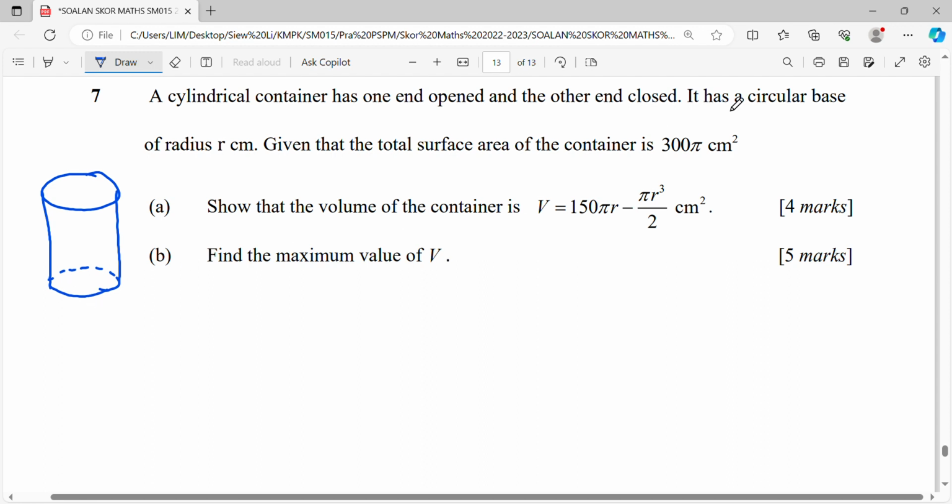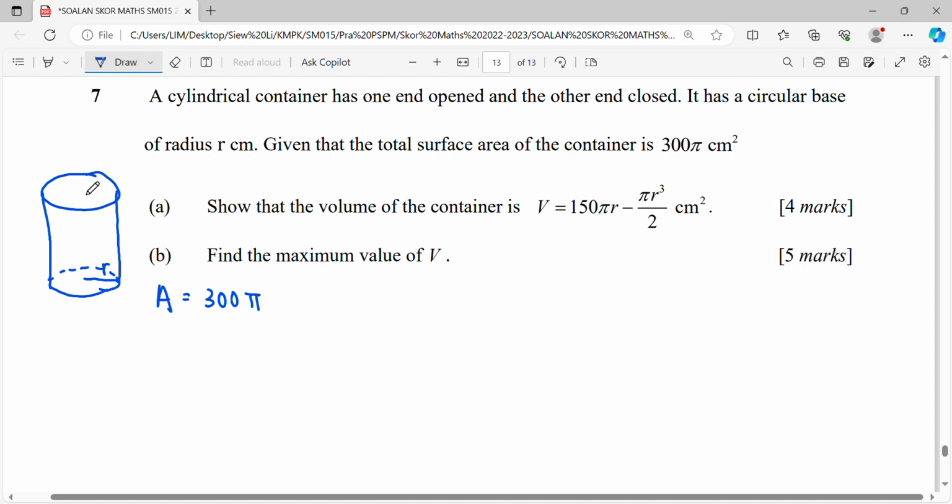And the other end is closed, means it has a base here. It has a circular base with radius r, so the symbol we use here is denoted r. Given the total surface area is 300 pi. First, you have to show your volume of this cylinder in terms of r only.